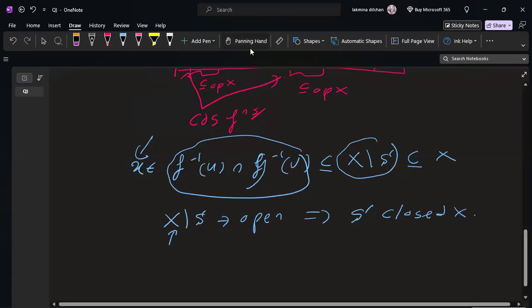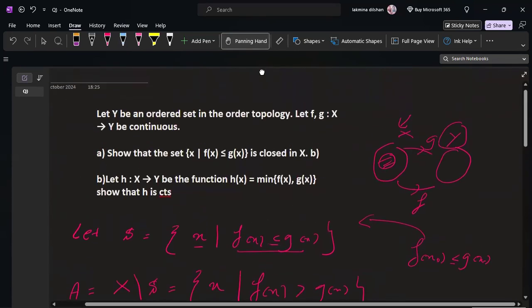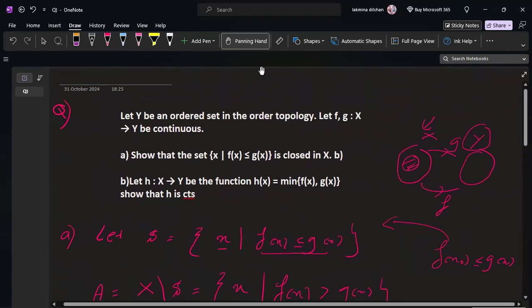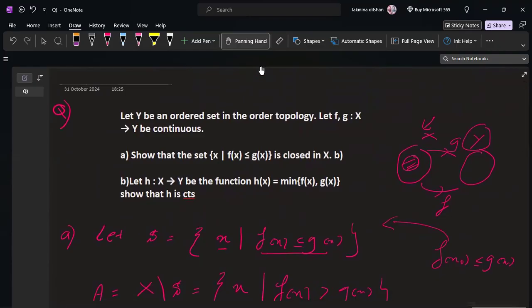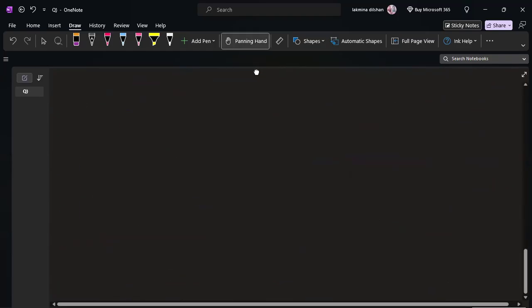Now let's go back and see what they are asking for the second proof. Usually this kind of function can be found by using the pasting lemma. So by the pasting lemma we can find one continuous function by using the continuity of two functions. Let me tell you how we should approach that problem.